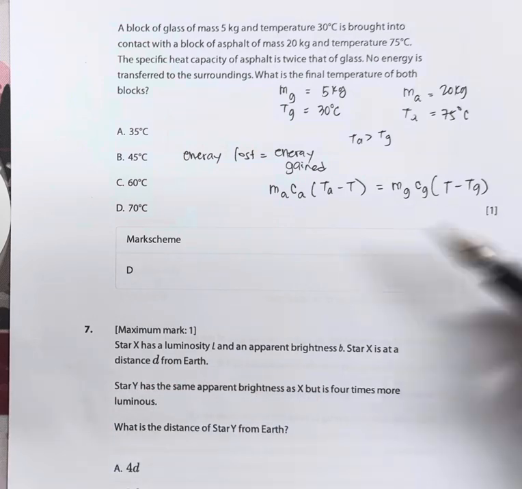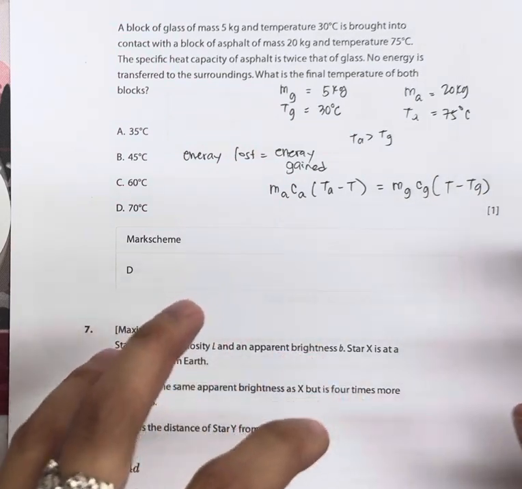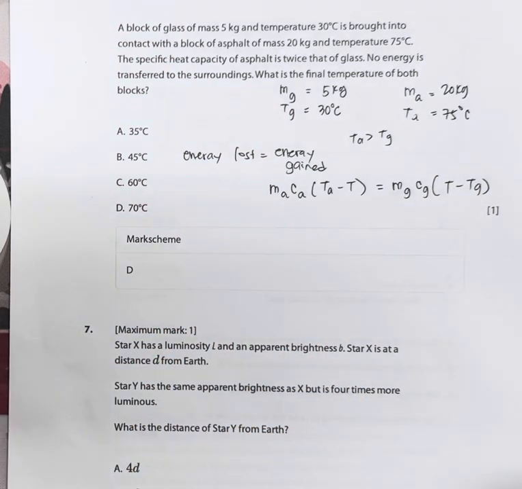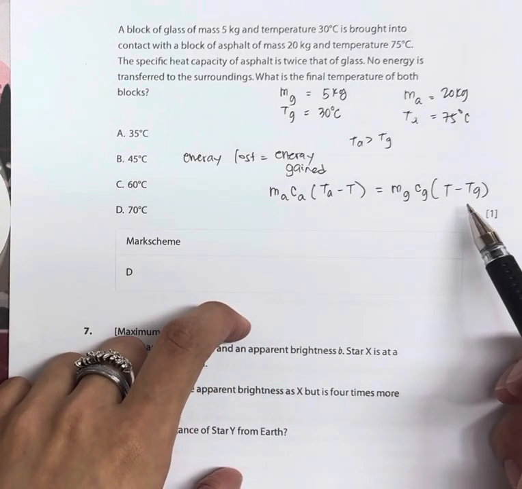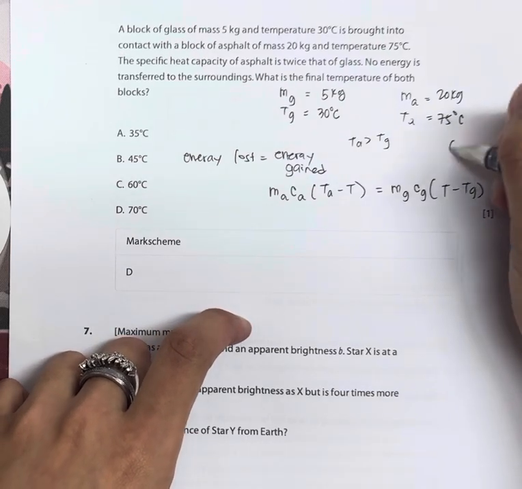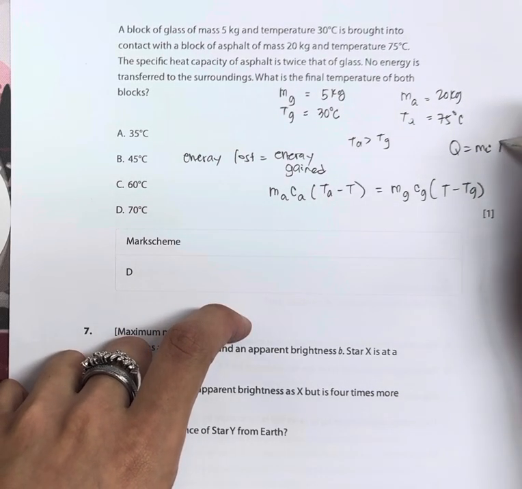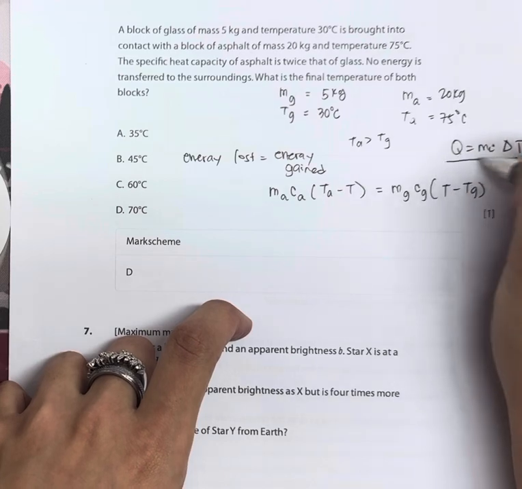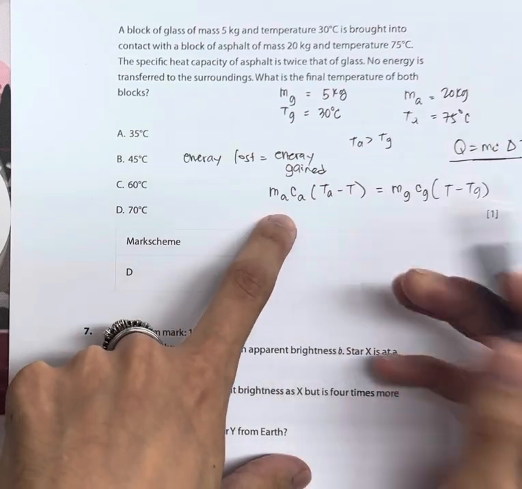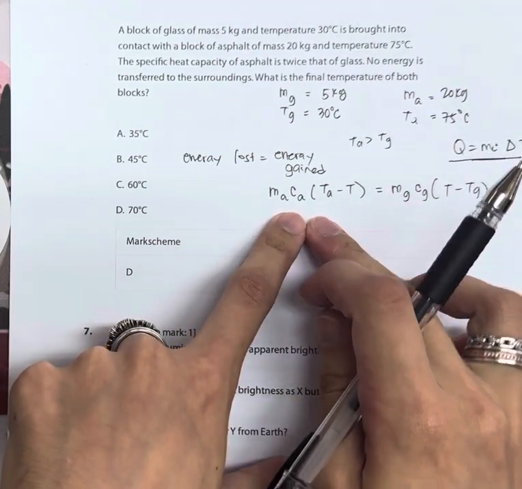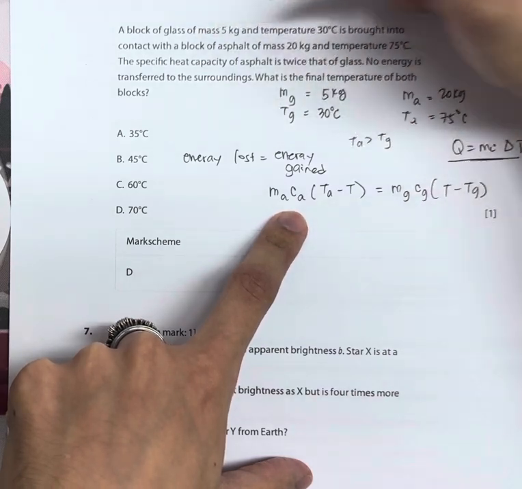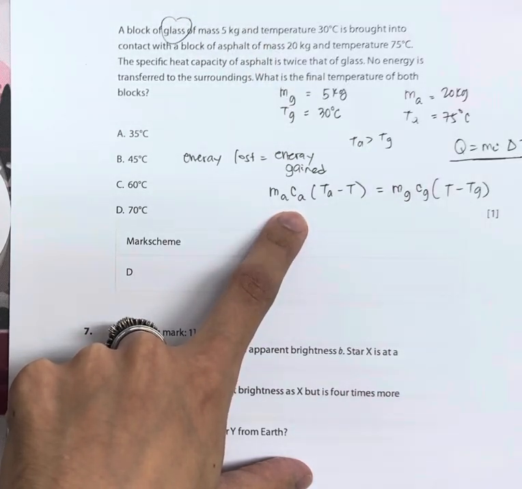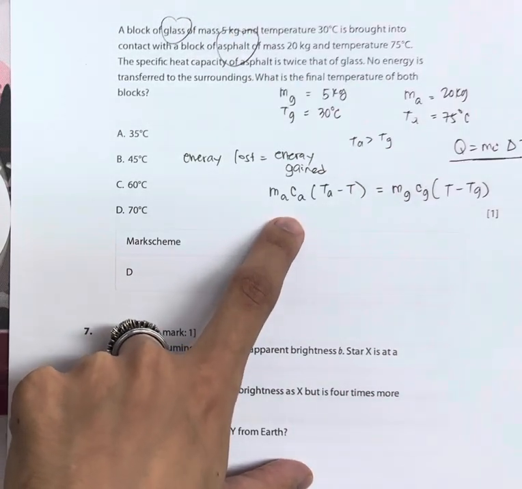So what did I just write here? I literally just set the two equations for Q equal to each other. This is for asphalt, this is for glass. If you recall once again, the formula, Q equals mcΔT. This is my basis, and I'm setting it up equal for both because we have two objects involved here. We have the block of glass and we have the block of asphalt.